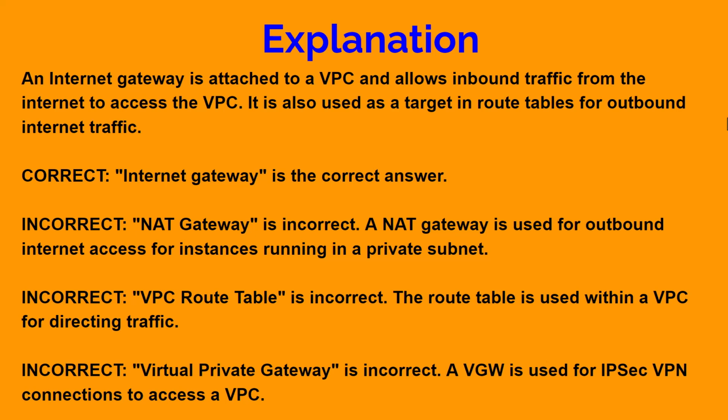Incorrect. NAT Gateway is incorrect. A NAT gateway is used for outbound Internet access for instances running in a private subnet. Incorrect. VPC route table is incorrect. The route table is used within a VPC for directing traffic. Incorrect. Virtual Private Gateway is incorrect. A VGW is used for IPsec VPN connections to access a VPC.